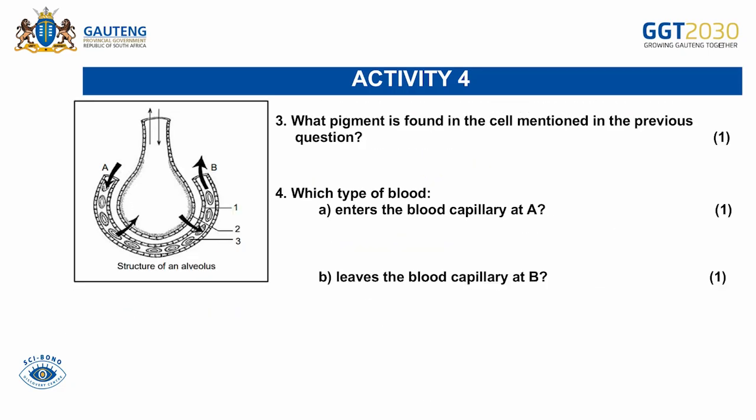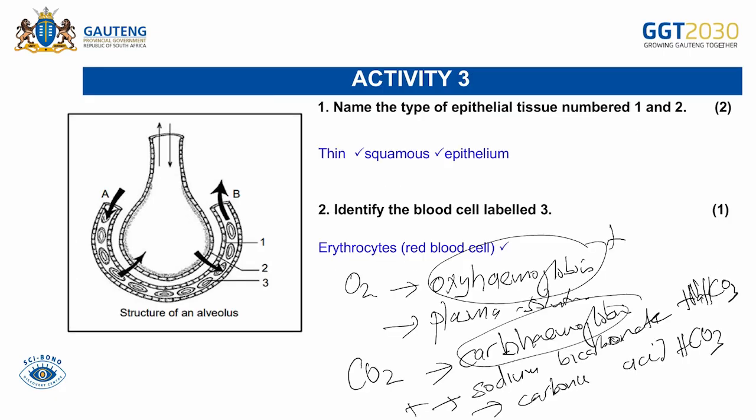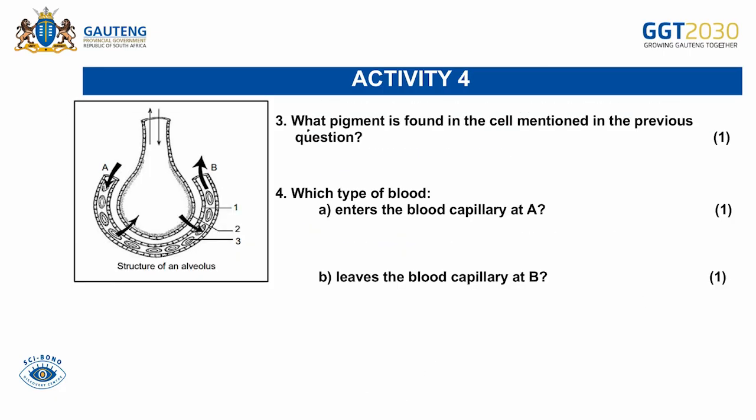So what pigment is found in the cell mentioned in the previous question? So what's the previous question? Your red blood cell. So what pigment is found in your red blood cell, or erythrocyte? The pigment is called hemoglobin.